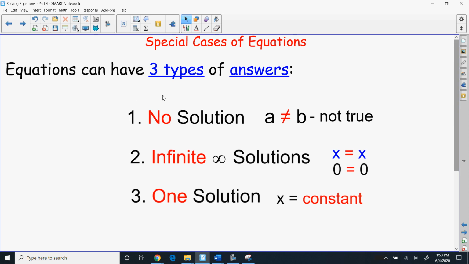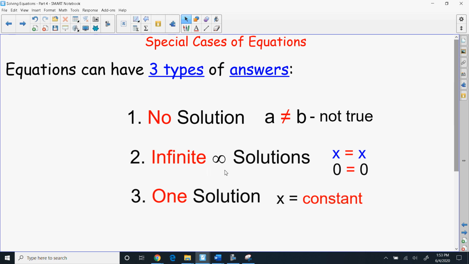There are 3 types of special cases that we need to know about. There are equations that have 3 types of answers that we could run into. One type of answer would be no solution, where you have some constant equal to a different constant, and this is not the case because they have to be equal in order for it to be a solution. So it's not true. No value of the variable can be equal to some different value. So it's not the case.